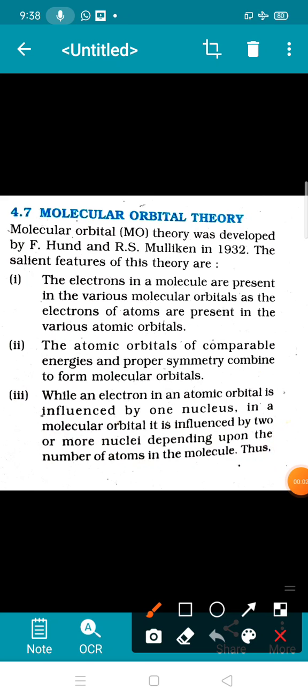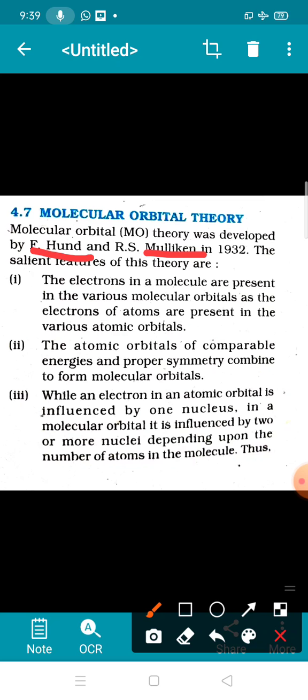Hello students, let us try to understand the postulates of molecular orbital theory. As you can see here, it has been given by two persons, Hund, whose rule you study, and Mulliken, in the year 1932. It is the same year in which the neutron was discovered. So let us go through the postulates one by one.